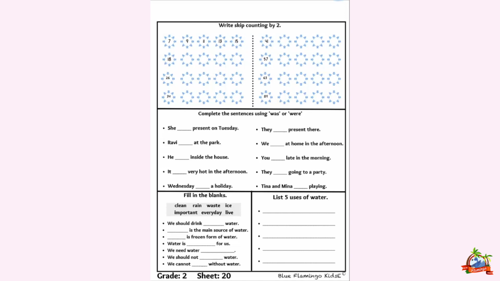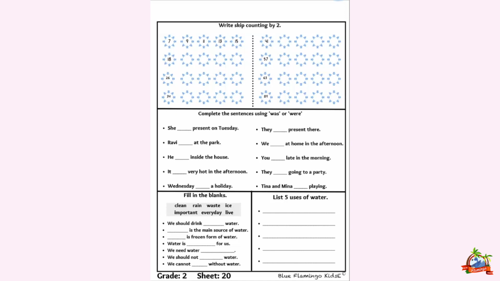See the next sentence. Ravi dash at the park. Ravi was at the park. So Ravi is a singular subject. That is why we will use was. W-A-S. Was. Ravi was at the park.